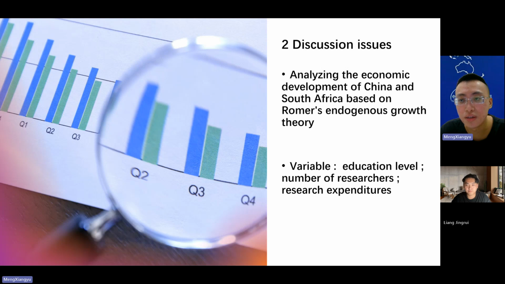The second part is discussion issues. We analyze the economic development of China and South Africa based on the Romer endogenous growth model. And we have the variables. Our variables are the education levels, numbers of researchers, and research expenditures.